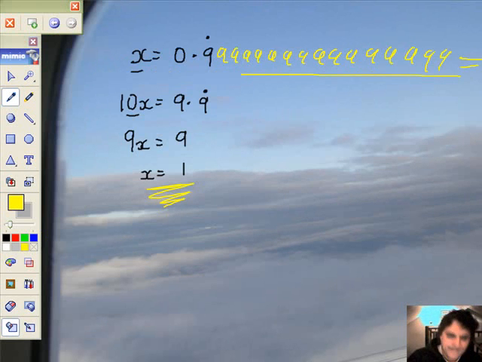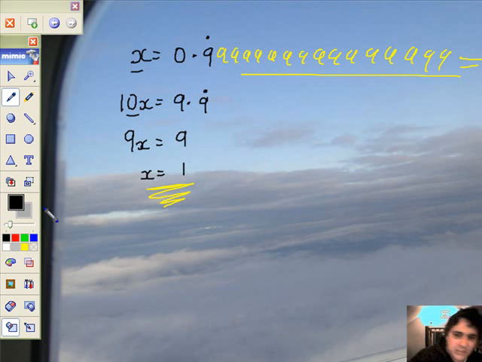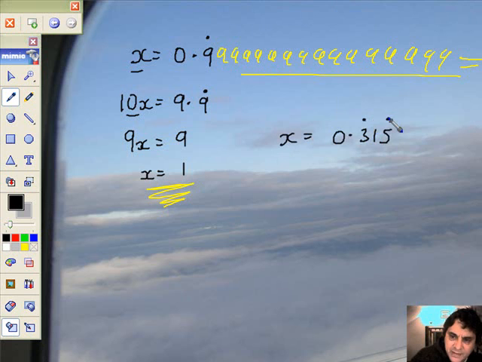Alright, so that's that. I fancy the next one as well. I've got to do that. Let's see what I'm letting myself in for. Right, let x equal 0.315 and it recurs from there to there. Alright, the book says 315, 315. I'm not going to write all that out.